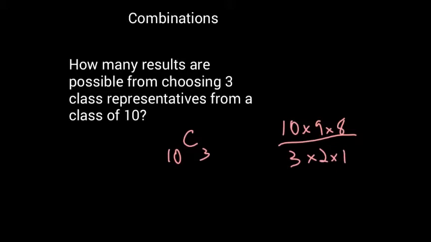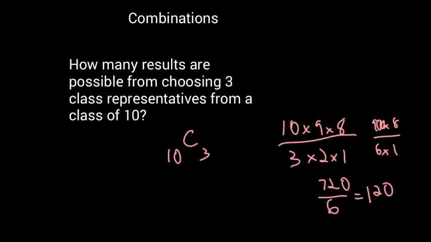So we just start working this out. So 10 times 9 is 90, so then we have 90 times 8, over 3 times 2 is 6 times 1. So 90 times 8, that would be 0, and 9 times 8 is 72, so that would be 720 divided by 6. So then we do 720 divided by 6, we'll go in 1 time, and then 12, so we'll go 2, so 120. So there's 120 different results.